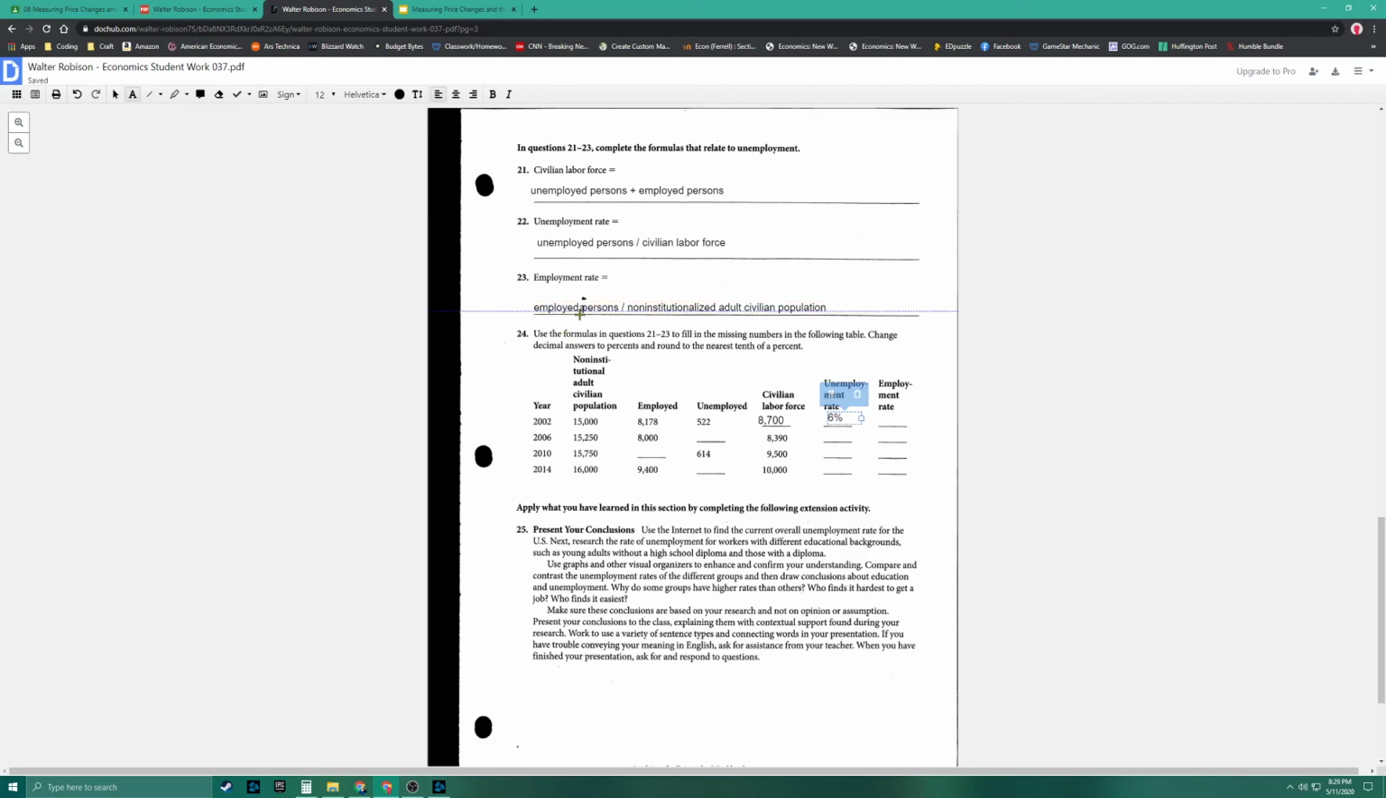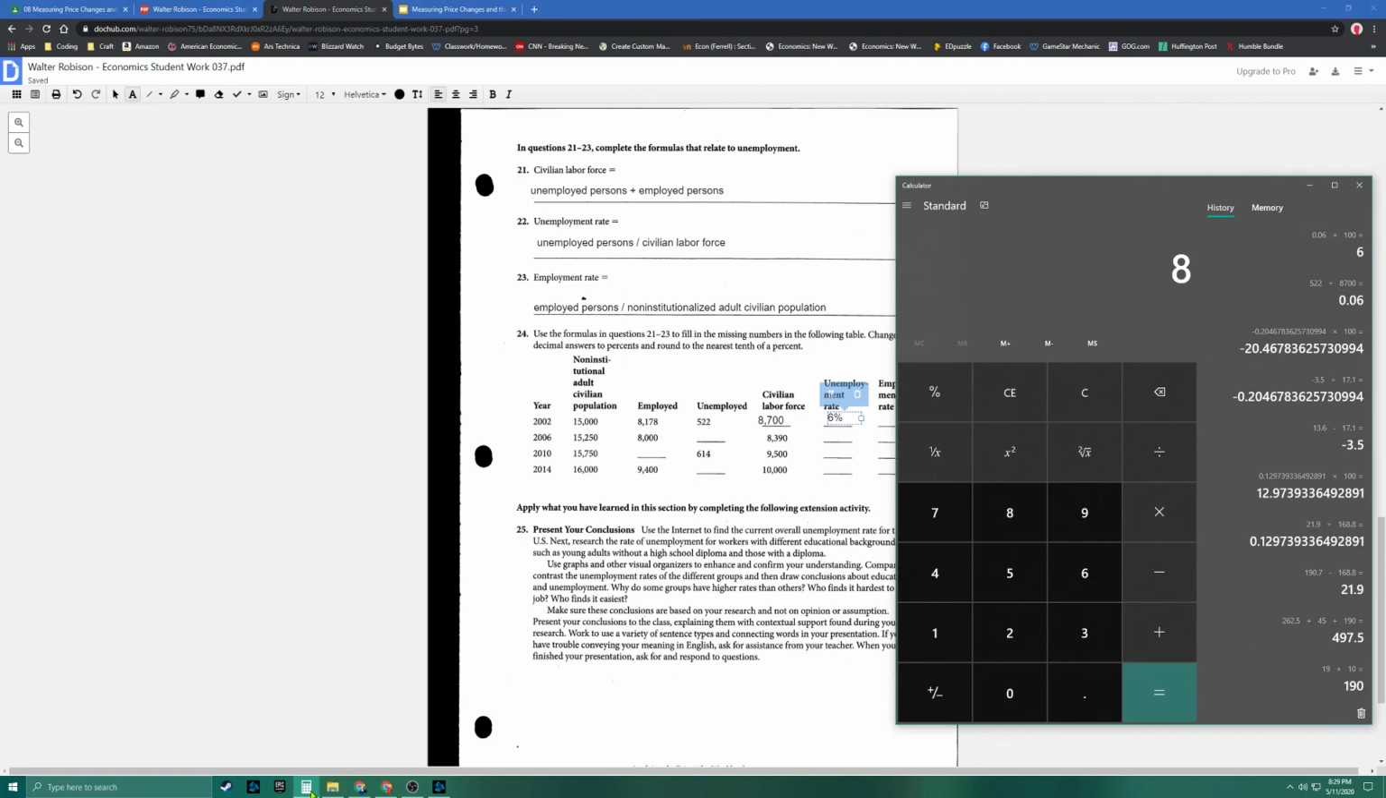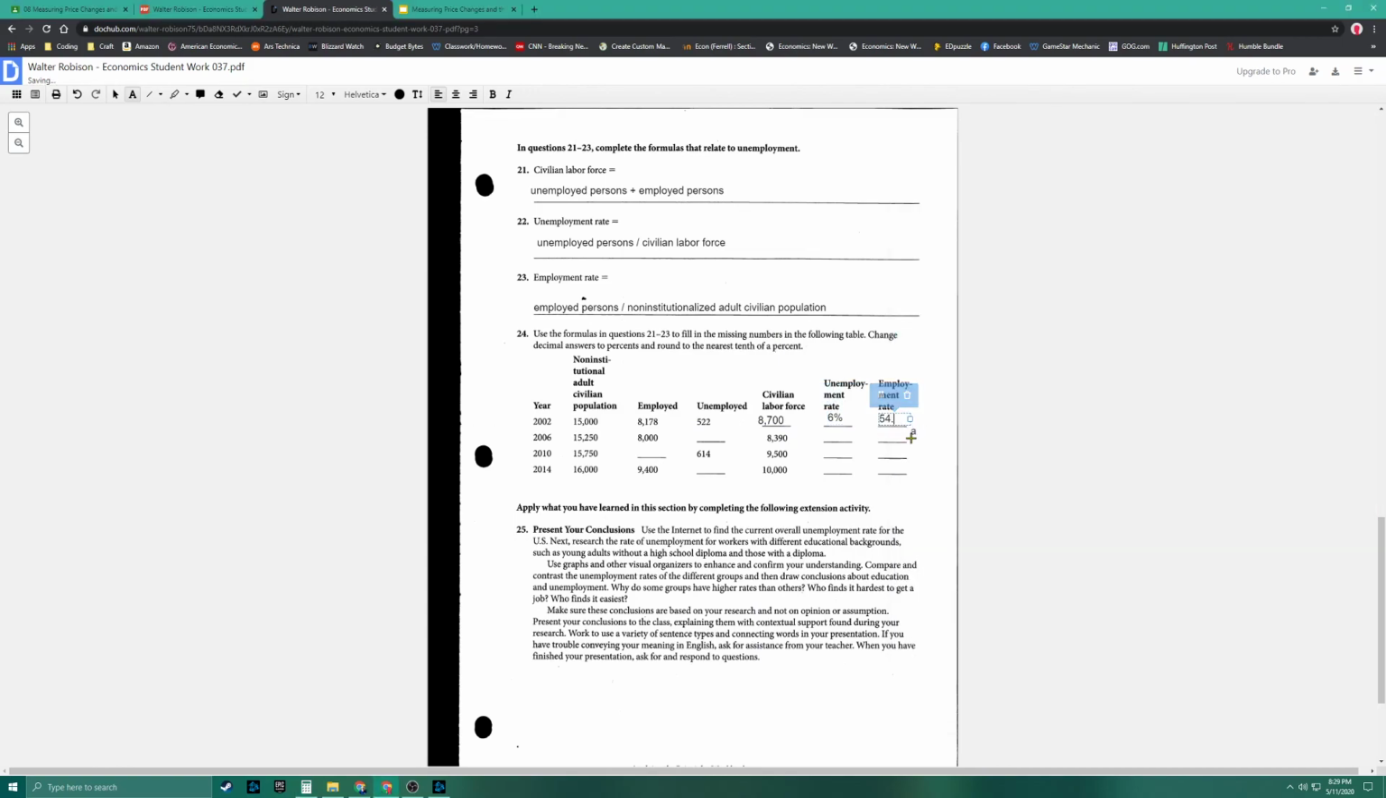So that's the unemployed persons, or I'm sorry, that's the employed persons. So it's 8,178 divided by the non-institutionalized adult civilian population, which is right here. All right. So again, we take our 8,178, divide that by 15,000, and we get 0.5452. Multiply that by 100. We get 54.5%. And we don't want to round it up to 55 because it doesn't tell us to. So it's 54.5%. And you just do that for the rest of us.